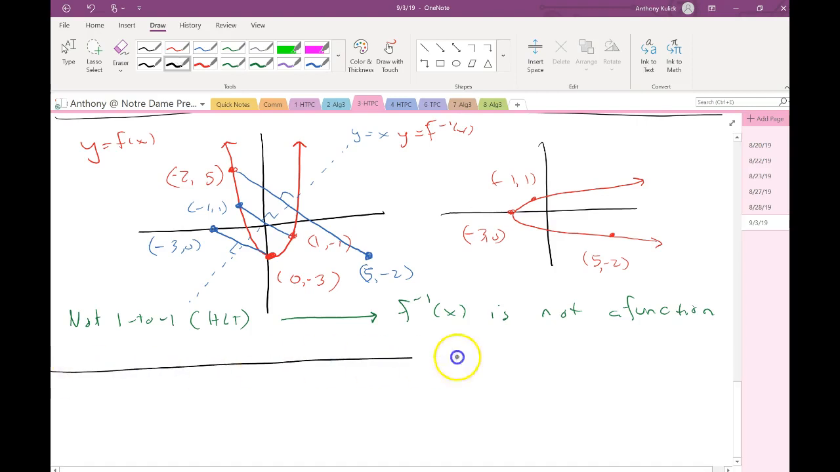Any questions about drawing the inverse of a graph? Hopefully that's reasonably clear.